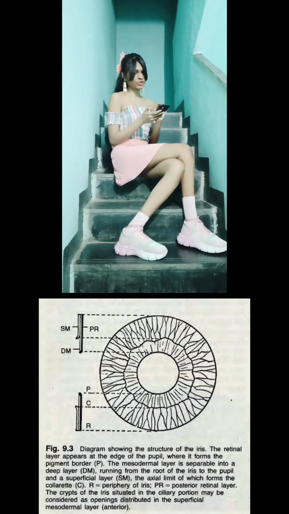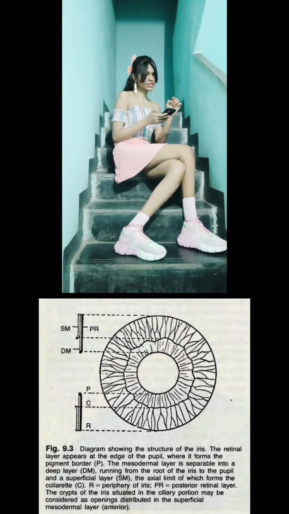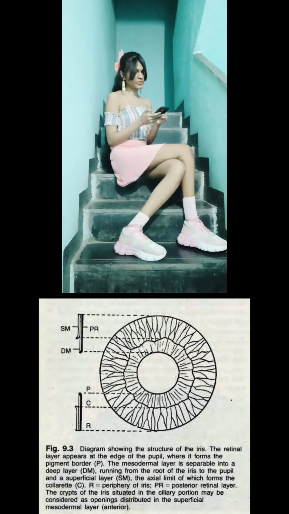So, here's figure 9.3, diagram showing the structure of the iris. The retinal layer appears at the edge of the pupil, where it forms the pigment border P. The mesodermal layer is separable into a deep layer DM, running from the root of the iris to the pupil, and a superficial layer SM, the axial limit of which forms the collarette, at the periphery of the iris PR. The crypts of the iris, situated in the ciliary portion, may be considered as openings distributed in the superficial mesodermal layer.